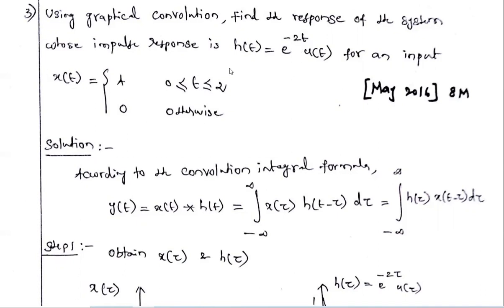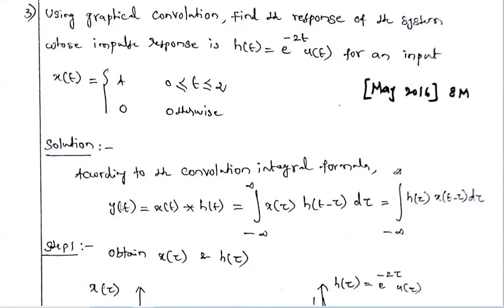So what are the two pieces of data for the given system? The system impulse response h(t) is given, and the input x(t) is given. What is the question? Find the response. Response means we have to find y(t). What is the relation between y(t), x(t) and h(t)? The convolution of x(t) with h(t) gives the output y(t).